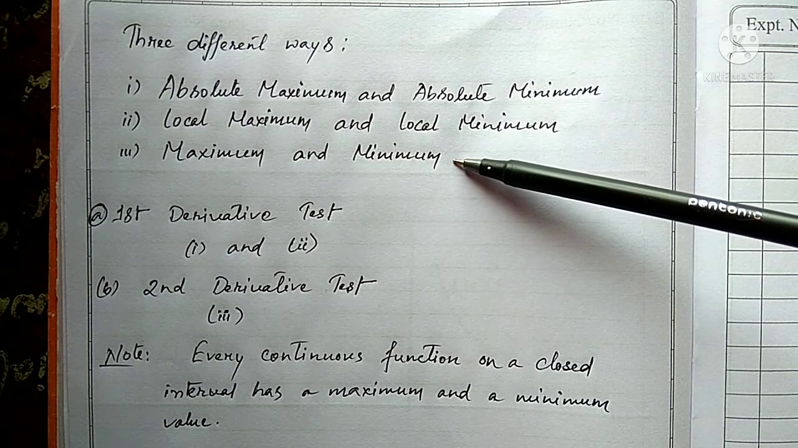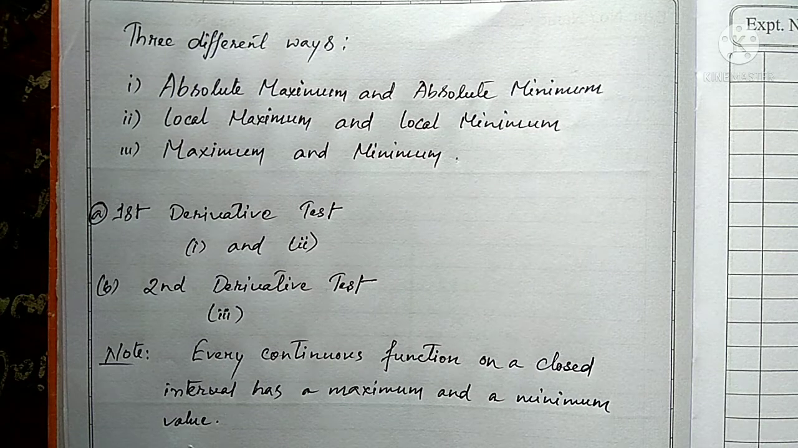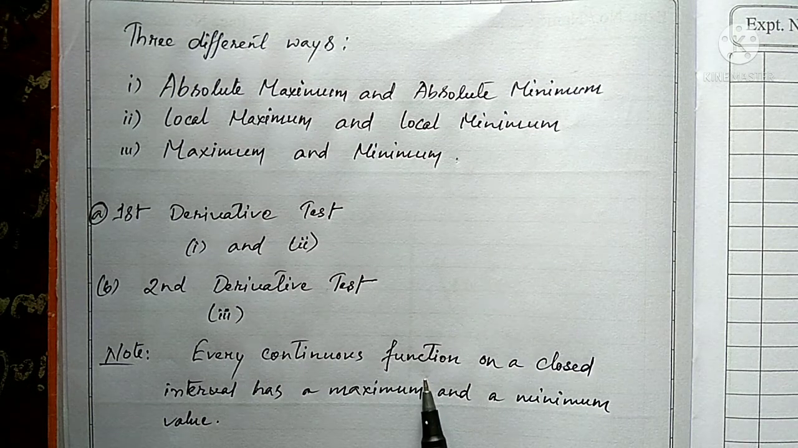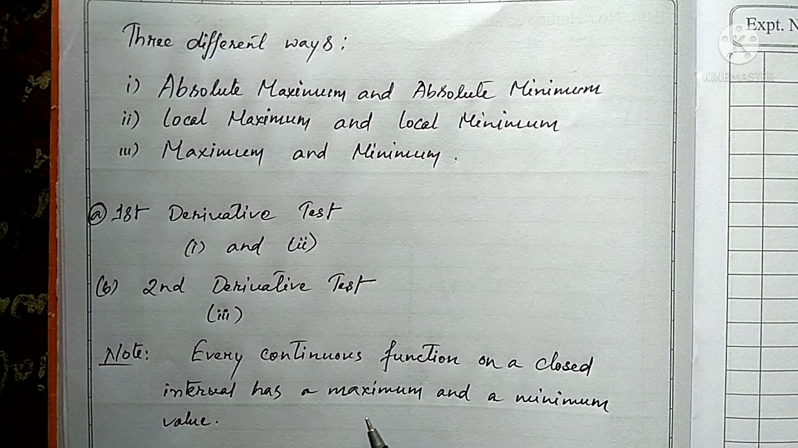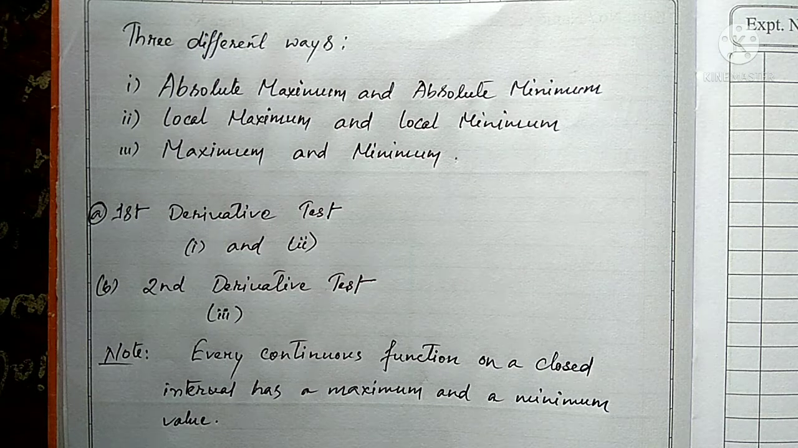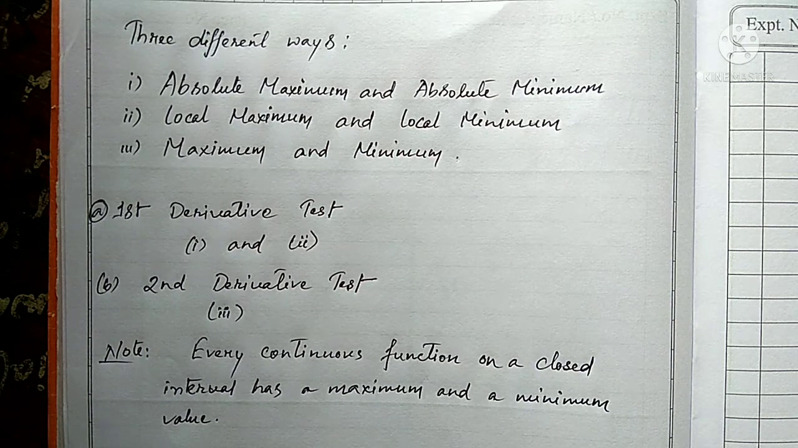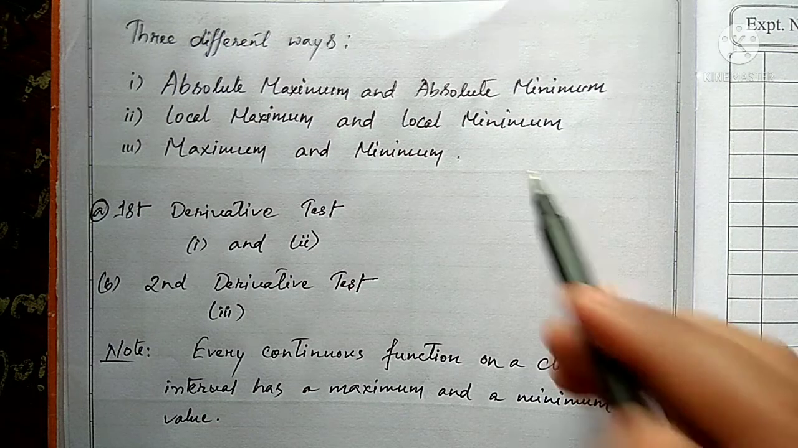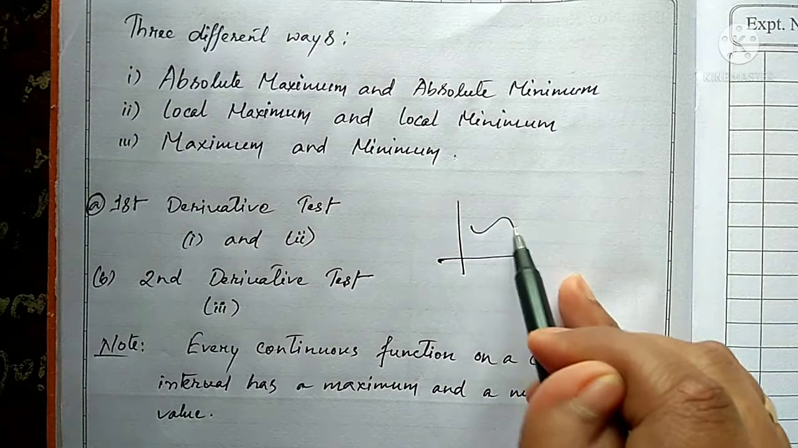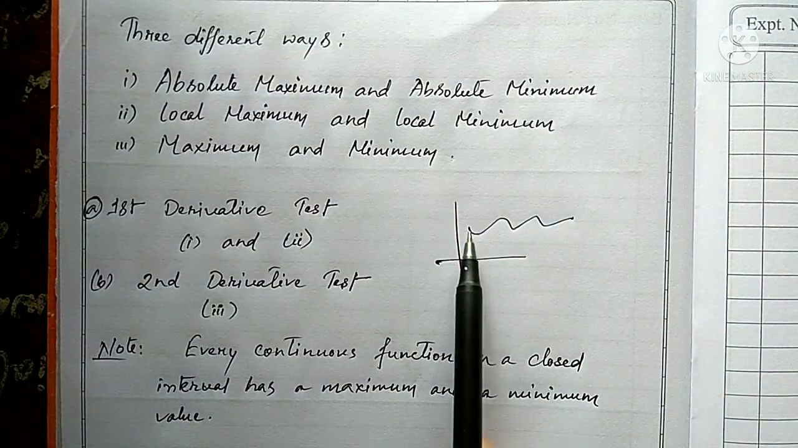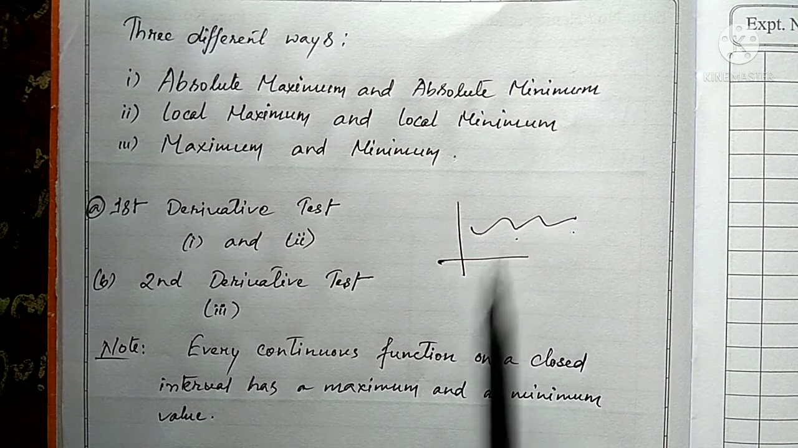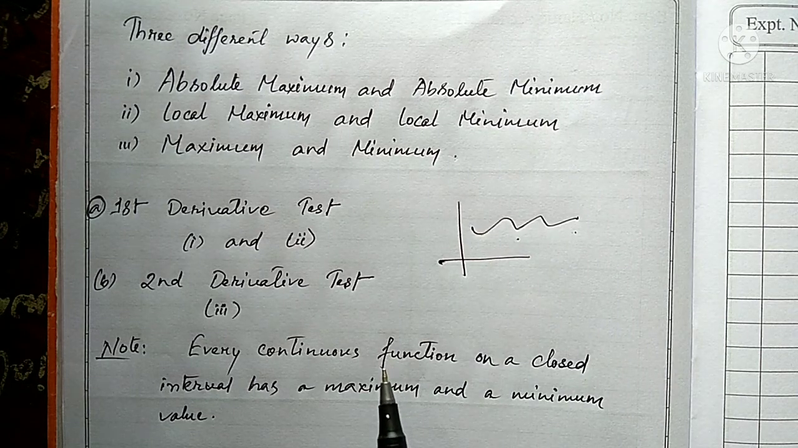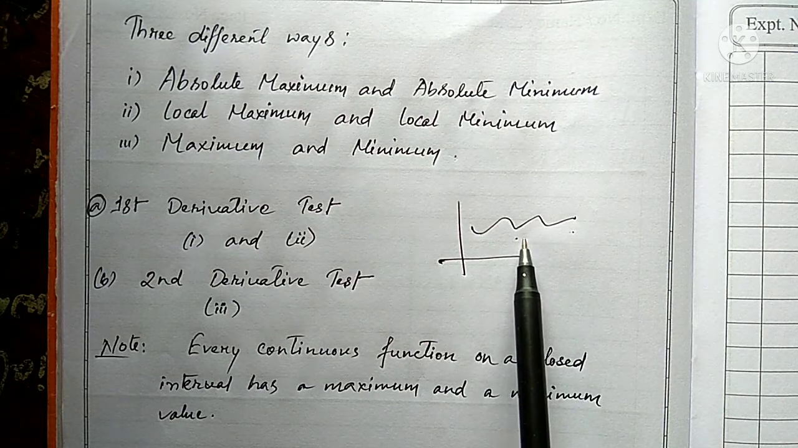Now after that, a note is written here, you see: every continuous function. In the function chapter we have already learned what a continuous function is, a continuous curve. It means there is no break point when we draw a curve. For example, suppose this is a curve; is there a break point or not? So it is known as a continuous curve. Is it clear? That's why it is known as a continuous function.